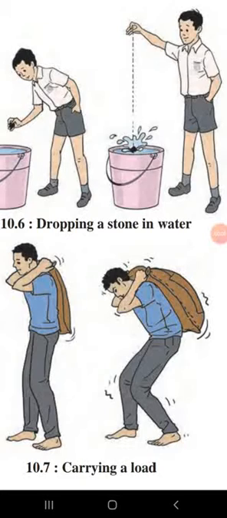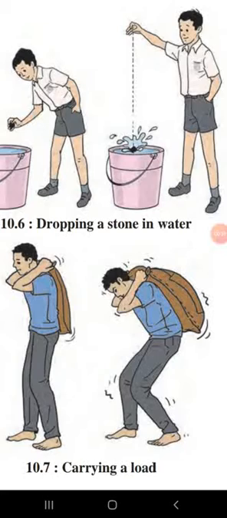Yesterday we started chapter number 10, force and types of force. Force is necessary for every action. No object changes its position on its own. Force is required to move an object. Force is also used to change the direction of an object in motion or to stop it. Force is necessary to change the shape of an object.